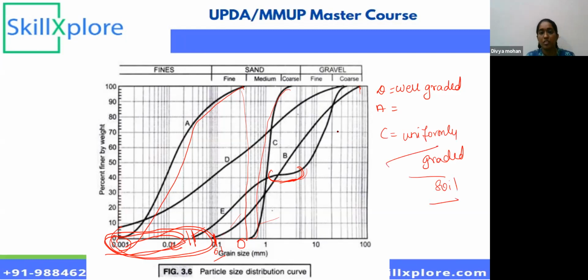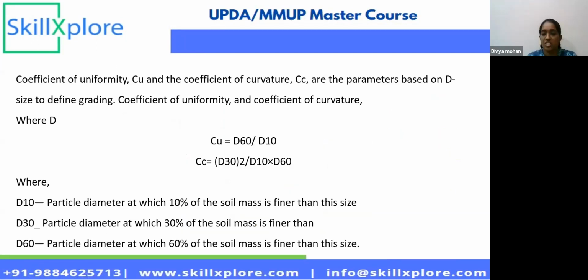Okay, this is a uniform soil. It has one type of soil, which has a diameter in this range. While seeing the graph, we'll be able to classify whether it is well graded or poorly graded.